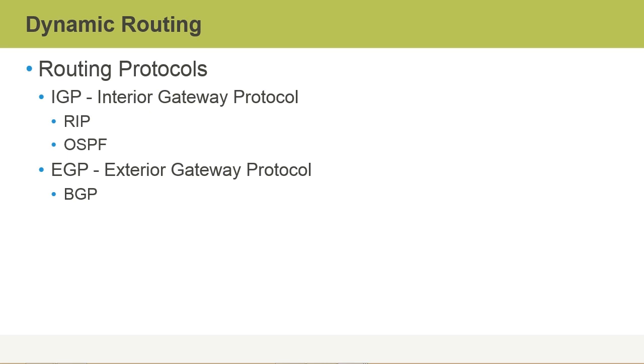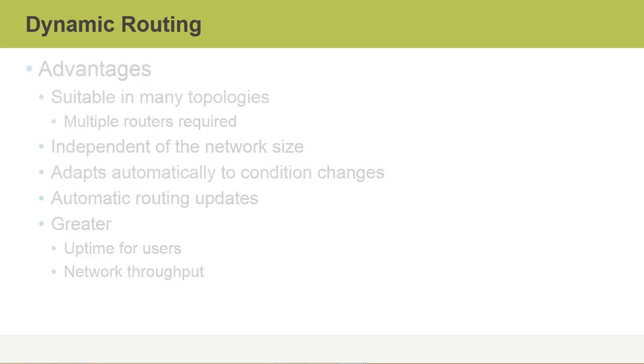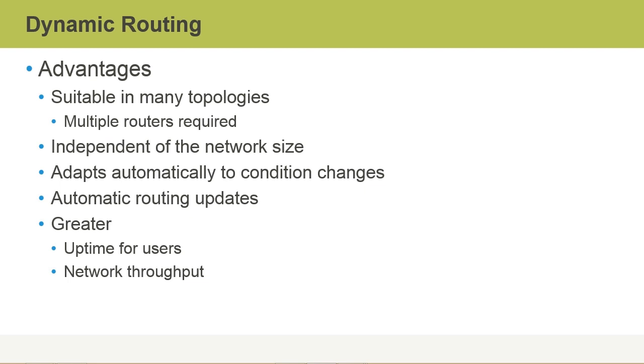Exterior gateway protocols are responsible for sharing routing information outside your organization. An example of an exterior gateway protocol is BGP. Some of the advantages of dynamic routing are that it's suitable in many topologies, whether a small network or a larger network. You can leverage the benefits of dynamic routing, which is the fact that you wouldn't have to program each router manually yourself once you load up these dynamic routing protocols. So it really is independent of the network size itself.